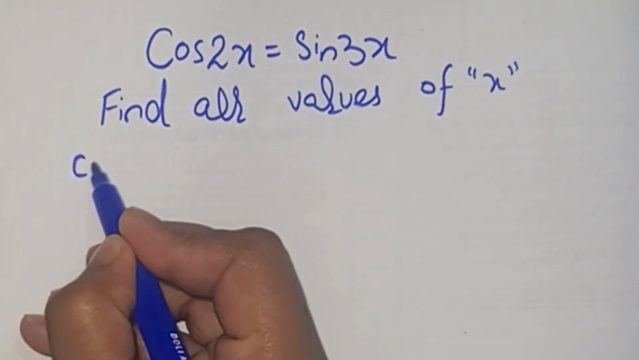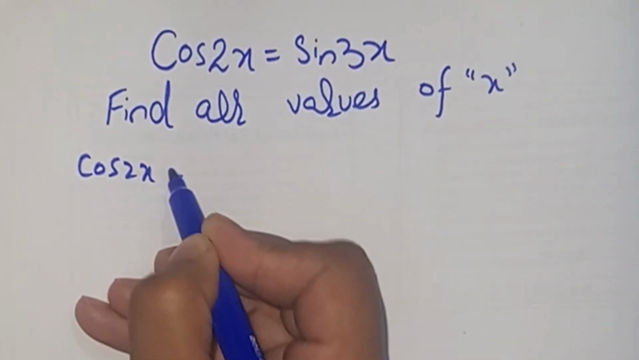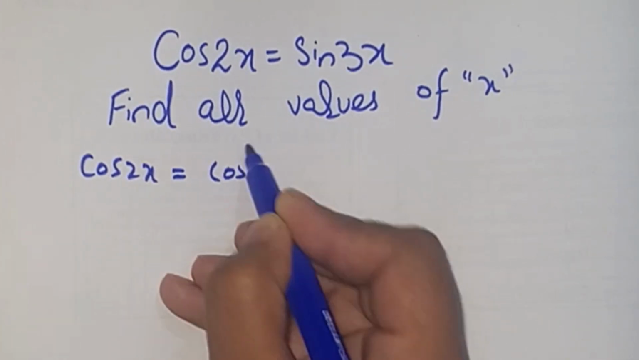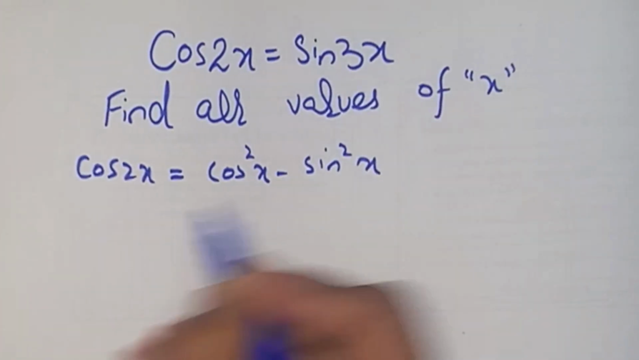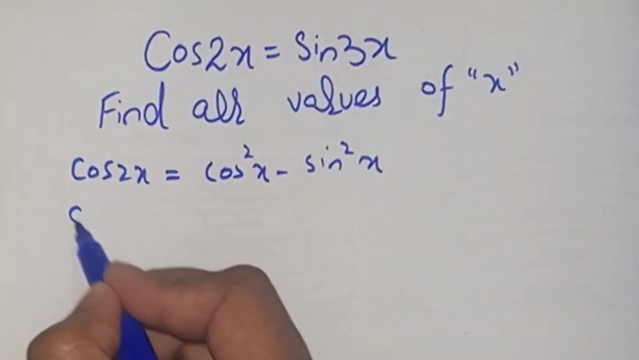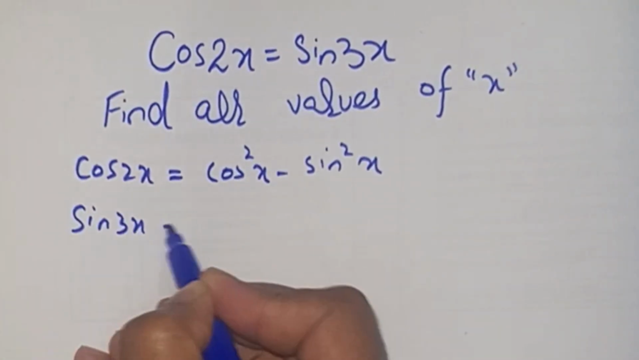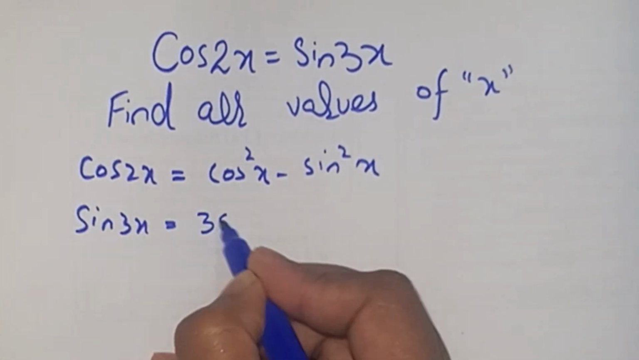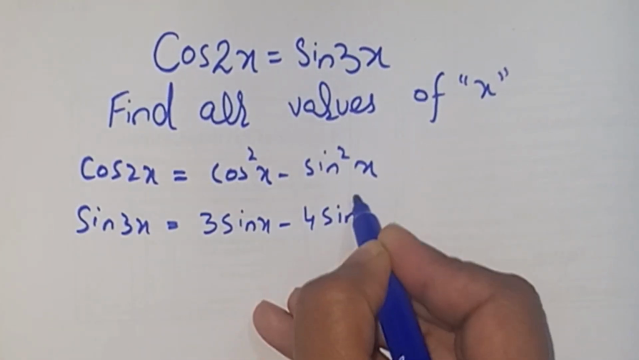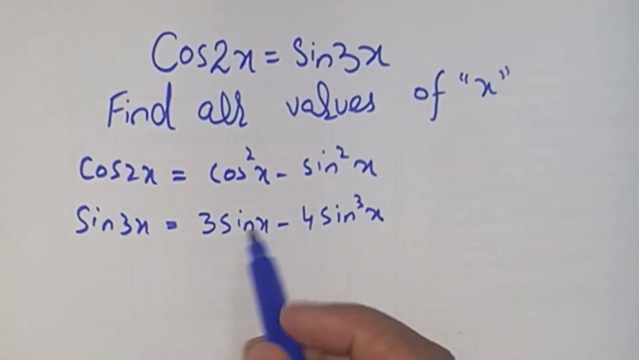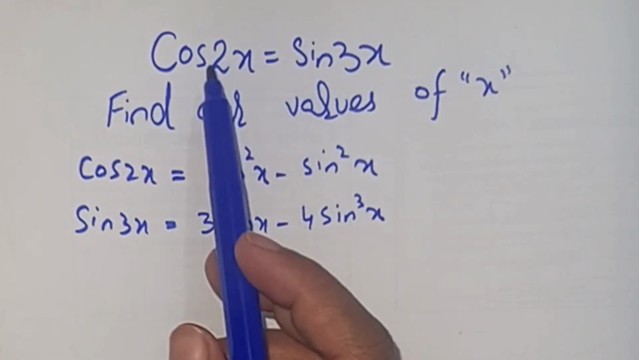So the first one is cos 2x, which is equal to cos square x minus sine square x. And sin 3x is equal to 3 times sine x minus 4 times sine cube x. So these are the important identities we use in our question.